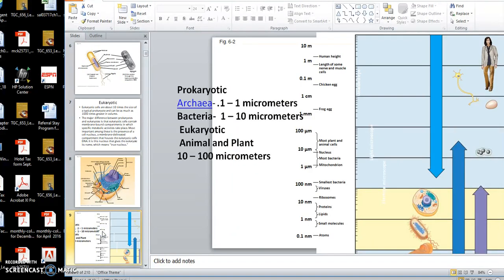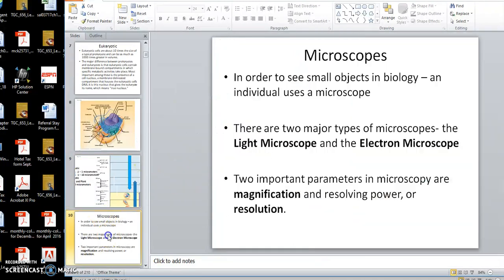Okay, when we look at cells, we look at the size. As you know, they're very small. The prokaryotic, as you can see, are much smaller. A micrometer is 10 to the minus sixth. And the animal cells are 10 to 100 micrometers.